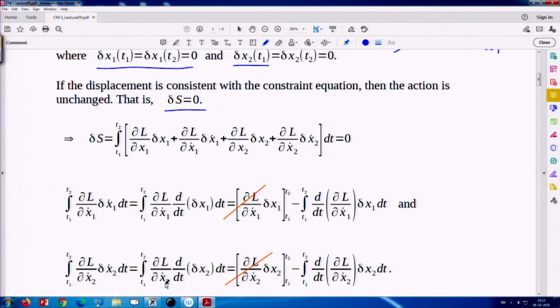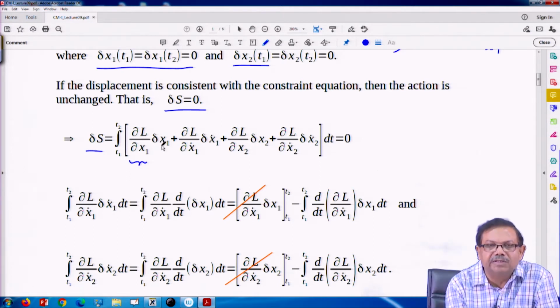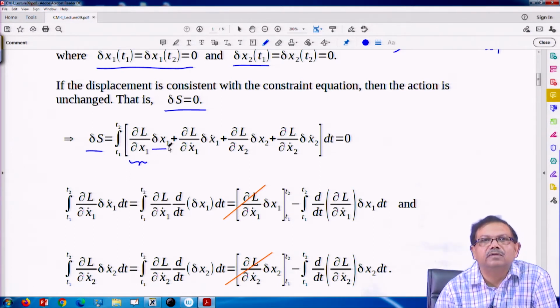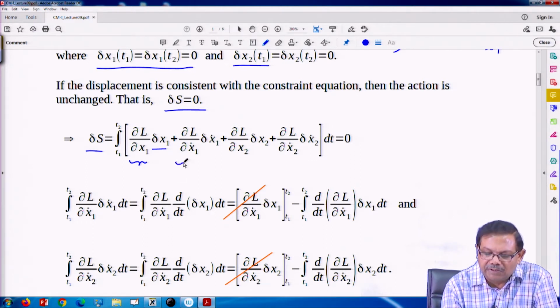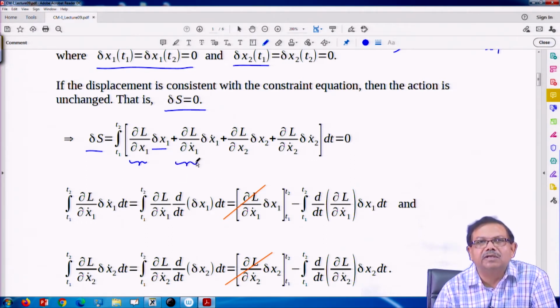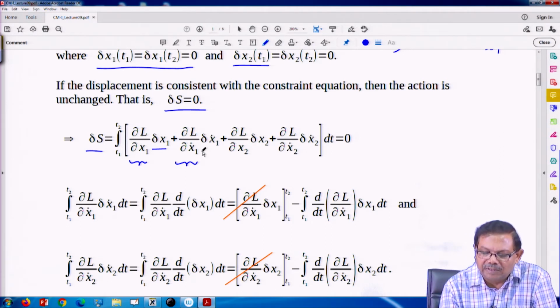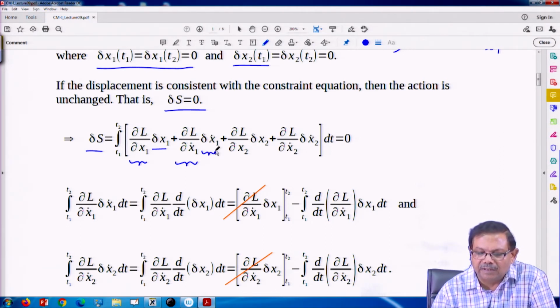So, now let us find out the change in the action. The action integral is L dt. L depends on x 1, x 2, x 1 dot, x 2 dot: 2 coordinates and 2 velocities. So, we will have to differentiate this Lagrangian with respect to x 1, and the variation is in x 1. Again I have to differentiate it with respect to the first velocity x 1 dot, and the variation is the variation in x 1 dot.